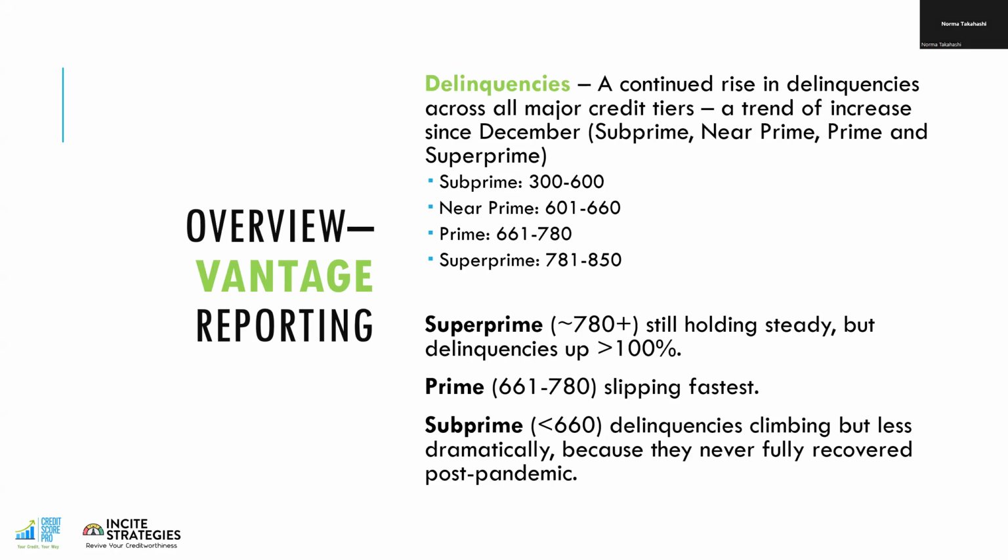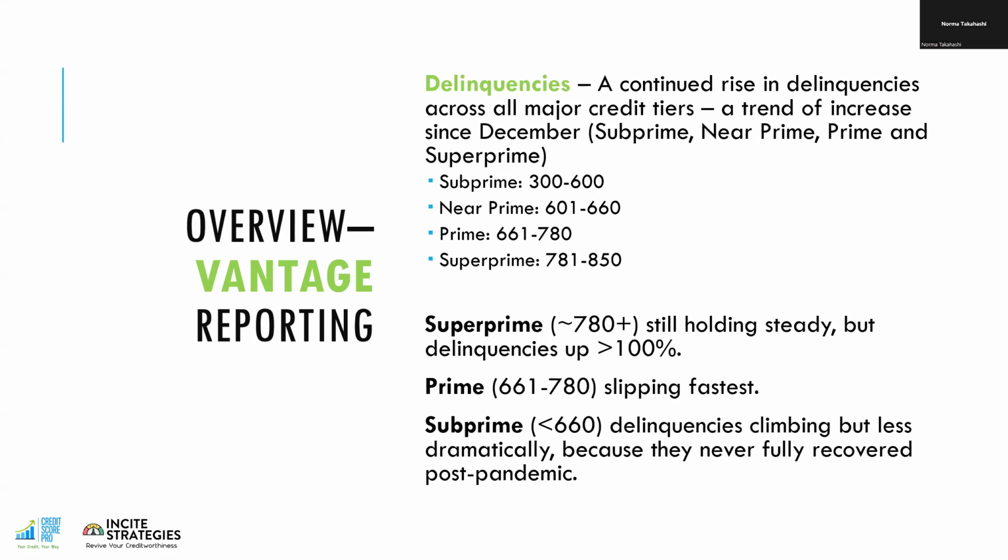So the way Vantage breaks down score tiers, we've got those borrowers, those consumers, subprime in scores of 300 to 600, near prime 601 to 660, prime 661 to 780, and super prime 781 to 850 for scores. So what is happening with consumers in these different buckets of credit scores or these different tiers?